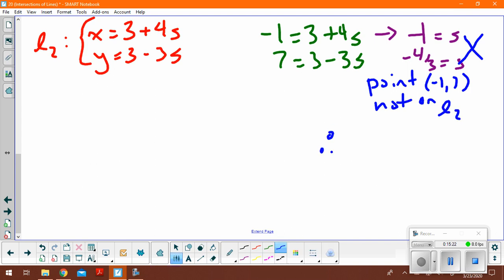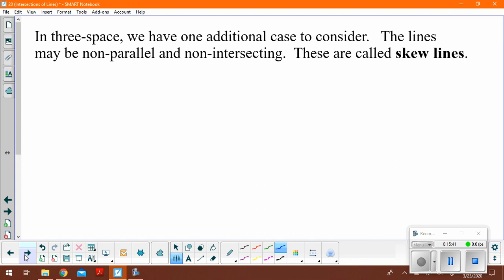Okay, therefore no solution. These are not the same line. So now that we've gone through that, we're ready to make the jump to 3 dimensions. In 3 space, the cases are really kind of the same. However they're traveling in space, we could have one solution. We could have that they are parallel, and we could have that they're the same line twice.